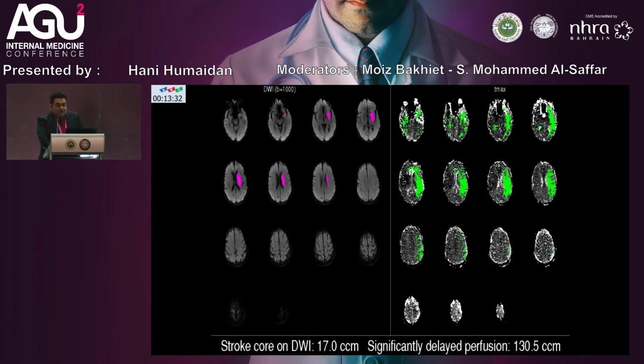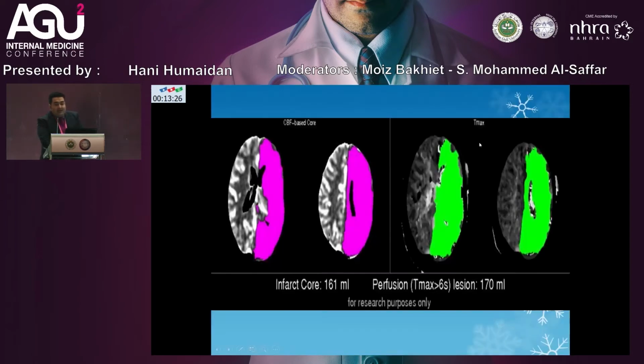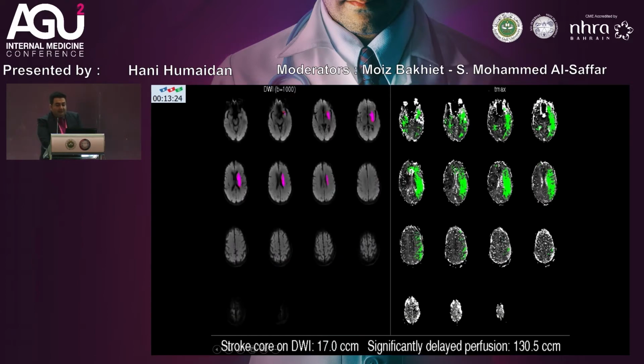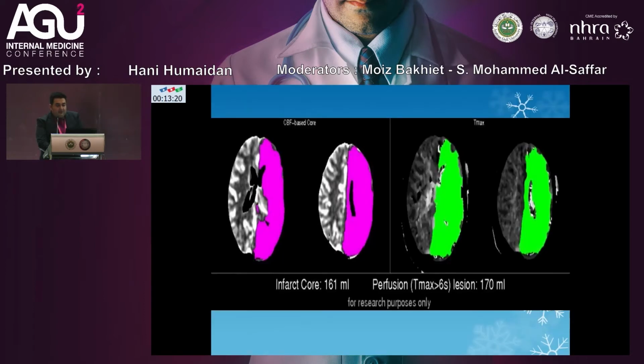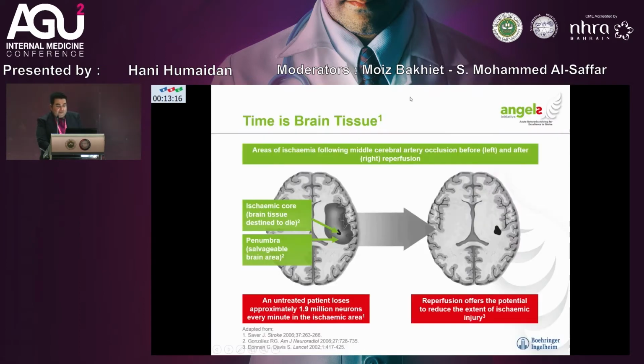So this is what you want to see. There is a mismatch. You can see in purple, this is the ischemic core, and the green area is the penumbra, the area that you can salvage. And this is what you don't want to see. It is matched, so there's not much area to save.